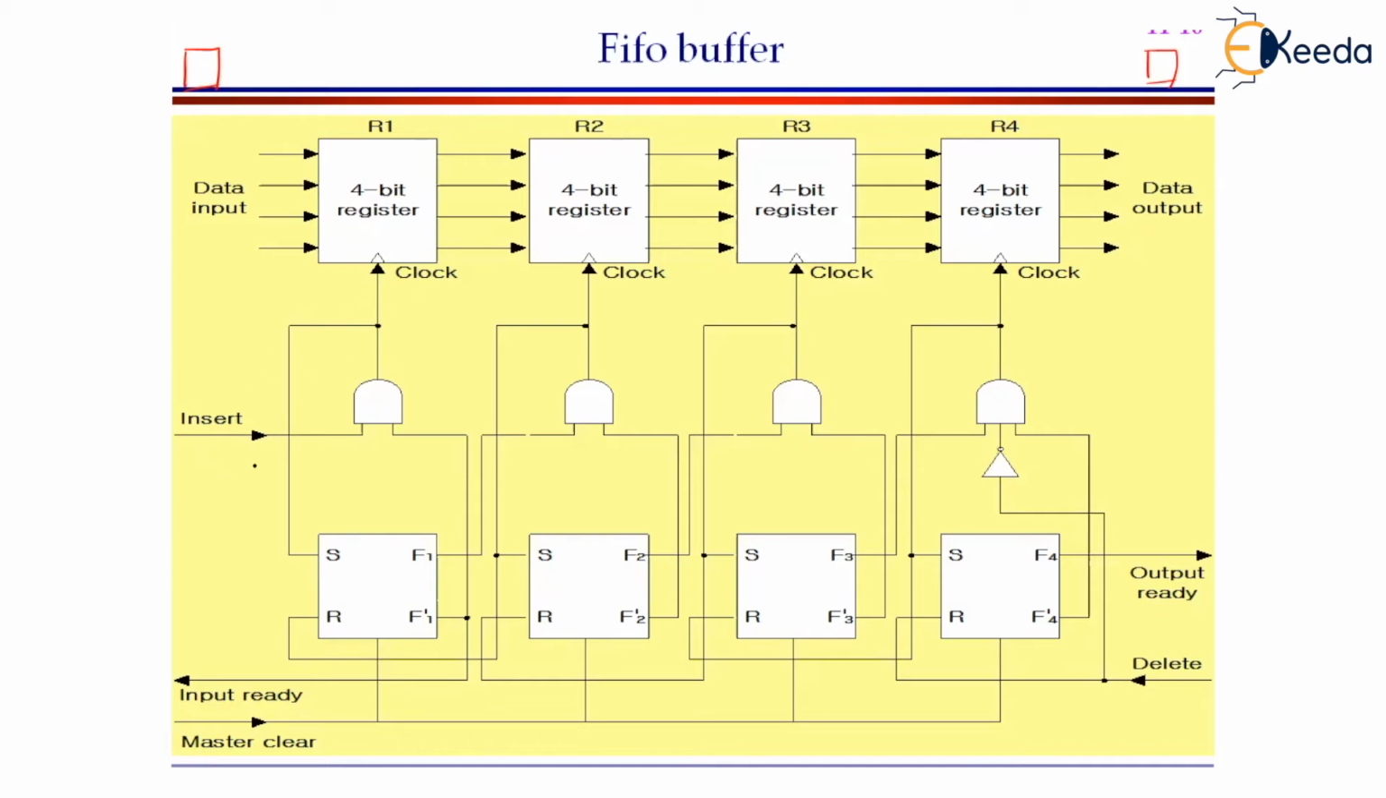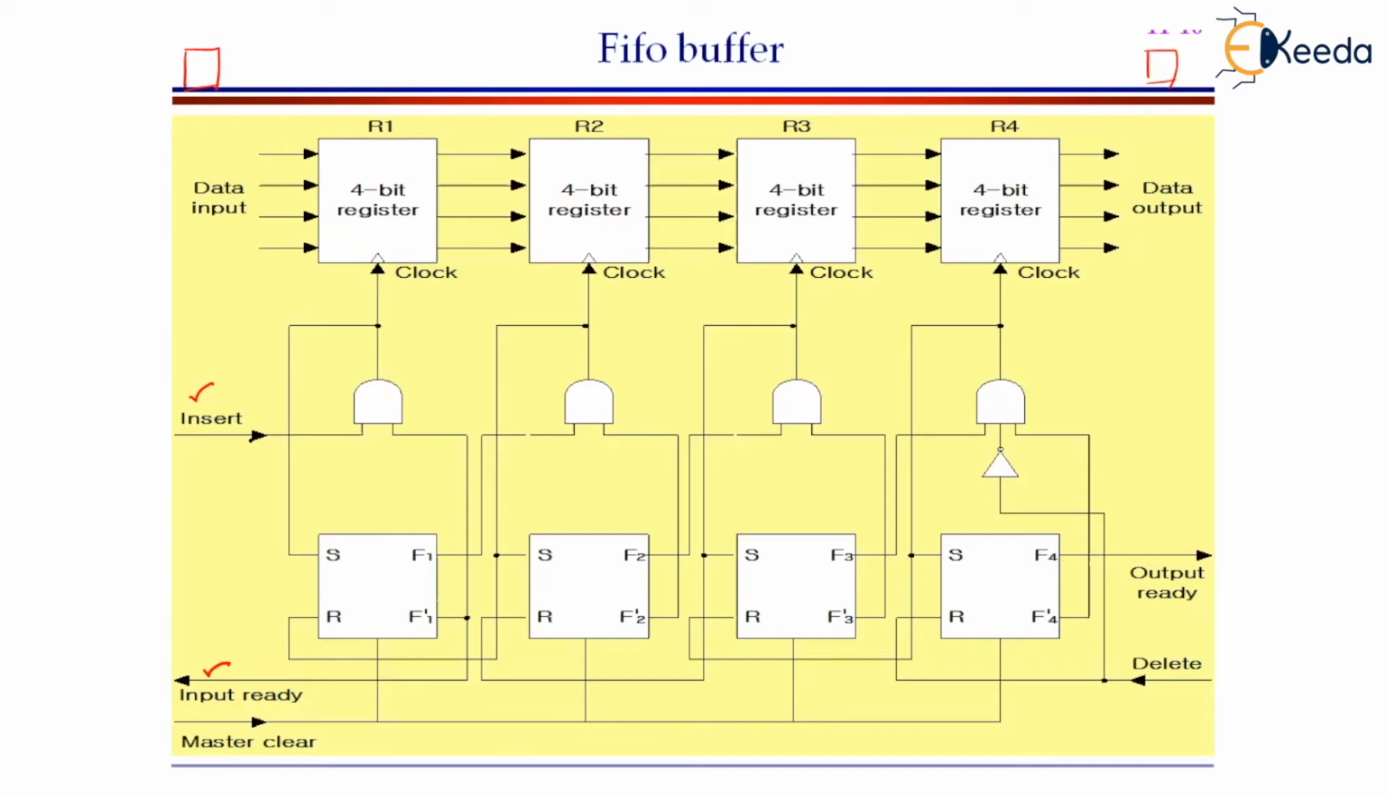In addition to this insert line, when data is ready, an input ready line will also be invoked. You can see these 2 lines: one is the insert line, and the other is the input ready line. When the CPU is ready with the data transmission, it just wants to make a transfer to this first register. So the first data word is about to be transferred to this register, but this register will not take the data word unless the insert line and the input ready line are enabled.